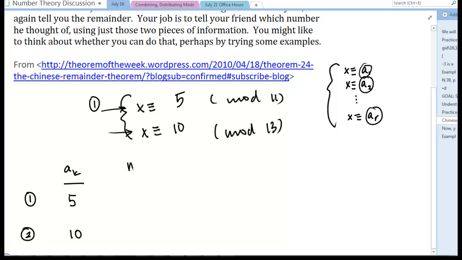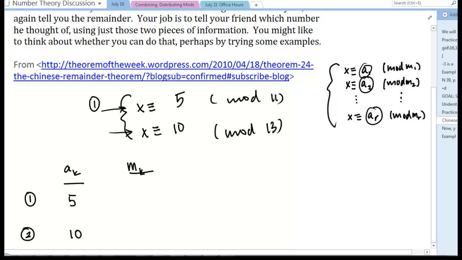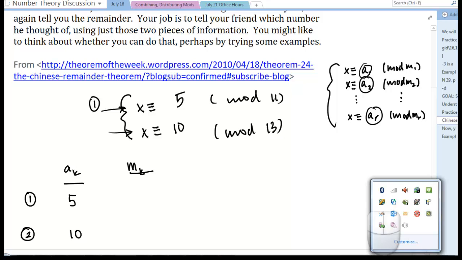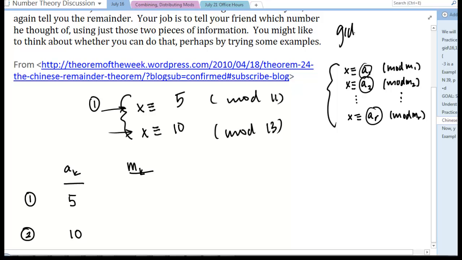And then the next thing I have is m sub k, okay? All this is just the particular mod of the congruence that we're talking about. And it's really important to note that this system has a solution only if all of these mods are pairwise relatively prime, which isn't that interesting here with just 2 congruences. It just means that the GCD of 11 and 13 is 1, so they're relatively prime. They don't have any common factors.